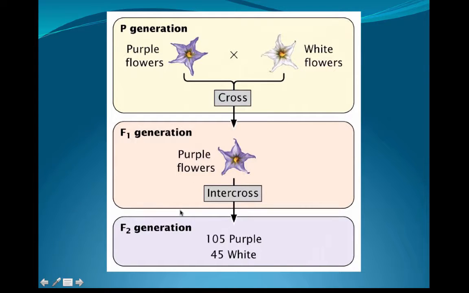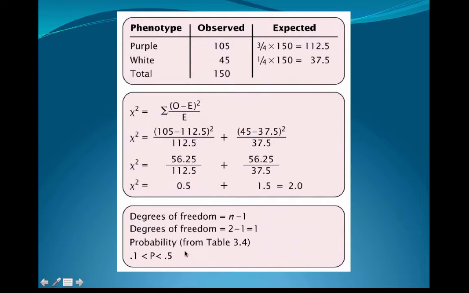And then in the F2 generation, we actually observed 105 purple flowers and 45 white flowers. So we can use the goodness of fit test to identify if what we observed was what we expected and falls in line with Mendel's principles. The way you set this up is in three major steps.